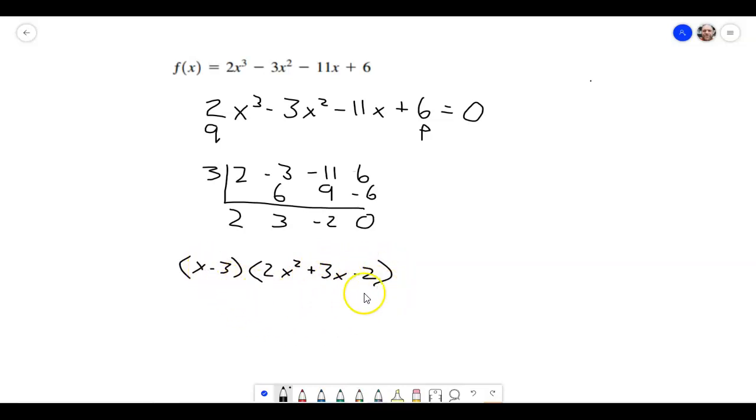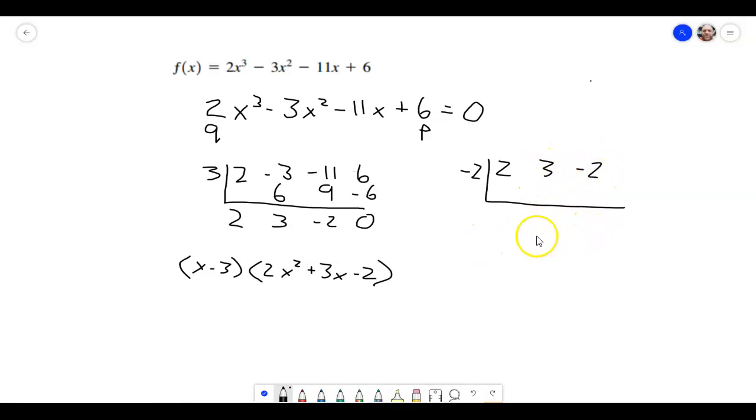So that is now equivalent to our original equation. And then you can either factor this right here, or we can use one of those other roots to find the last root. So let's do that. Let's use synthetic division one more time. I know that -2 was a root. So we're going to do -2. And we're going to do this equation here. So just use the coefficients 2, 3, and -2.